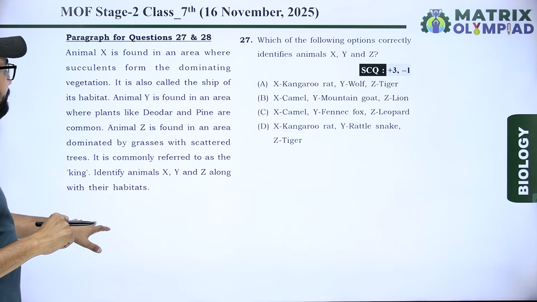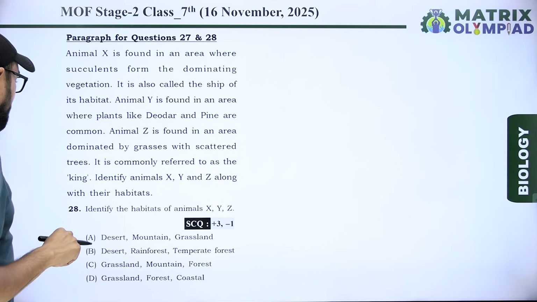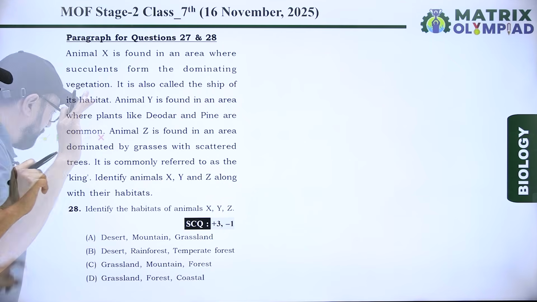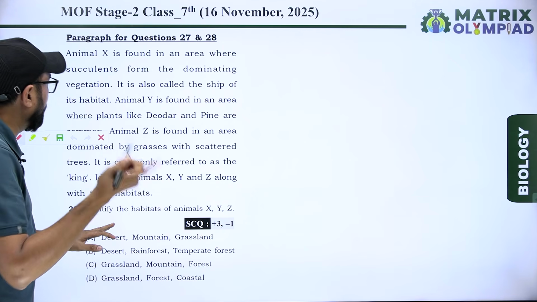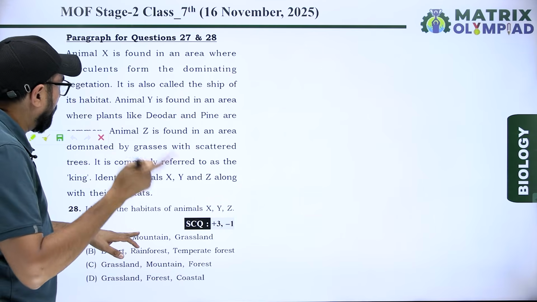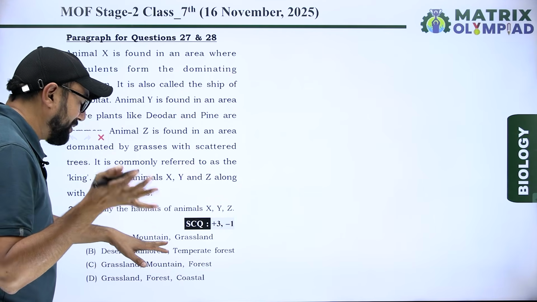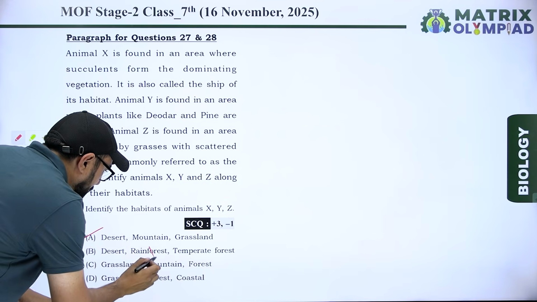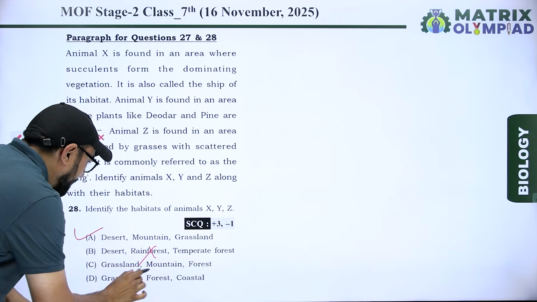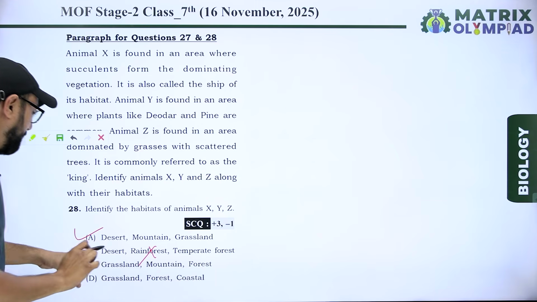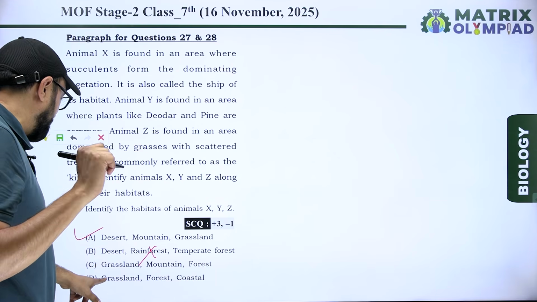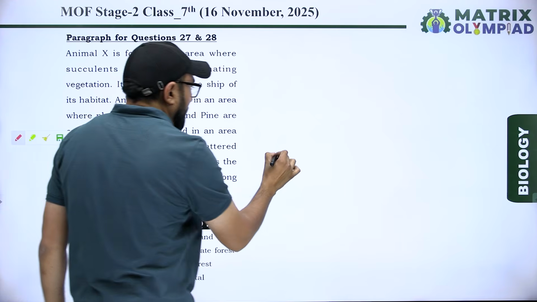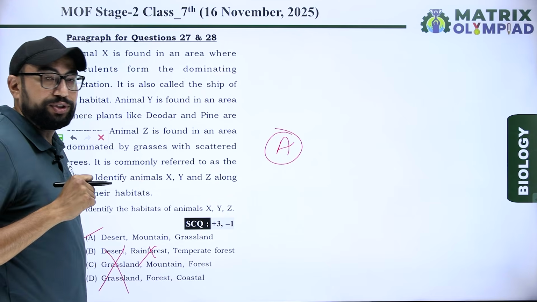Next question is, identify the habitat of animals X, Y and Z. Option A, desert, related with camel, that is right. Mountain, mountain goat, right. Grassland, forest, right. Option A, right. Other options, rainforest, no, wrong. Grassland, mountain, forest, but camel is not present in grassland. Grassland, forest, coastal, no. B, C, D, wrong. Option A is right for this question.